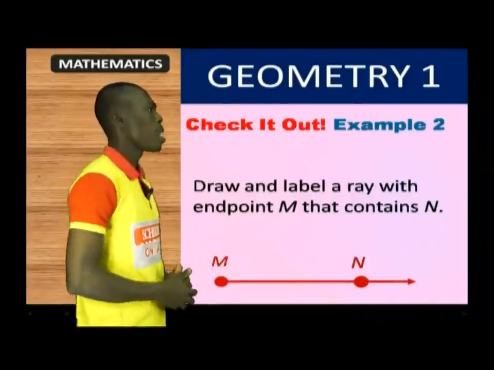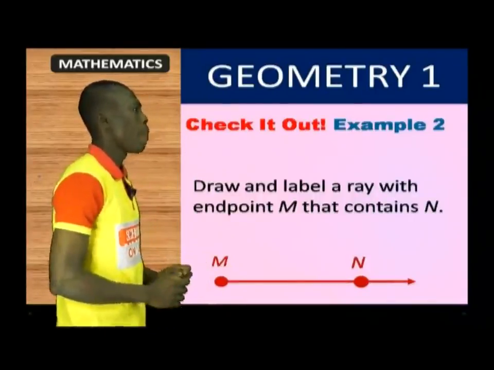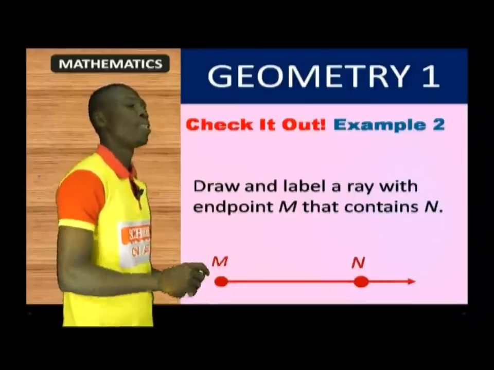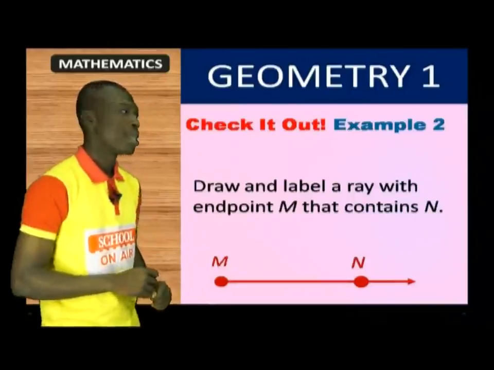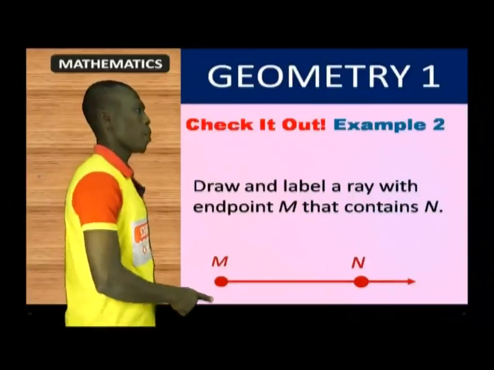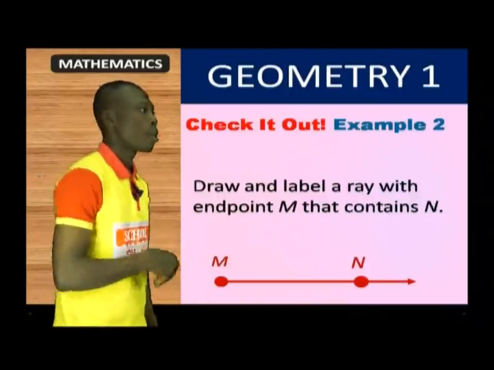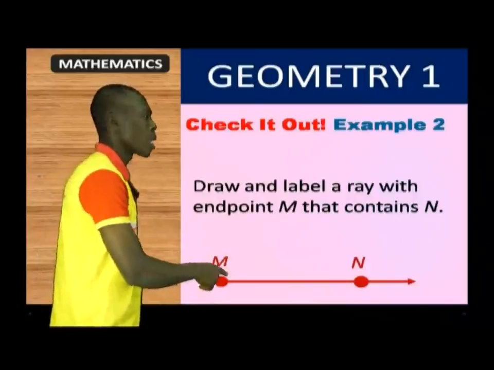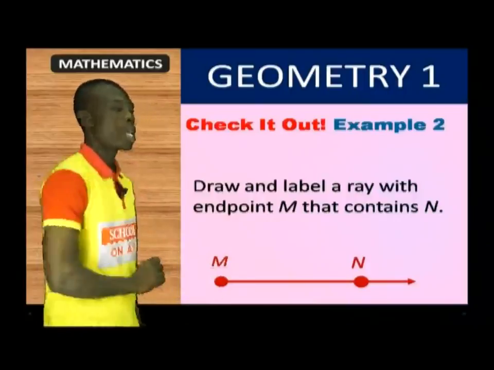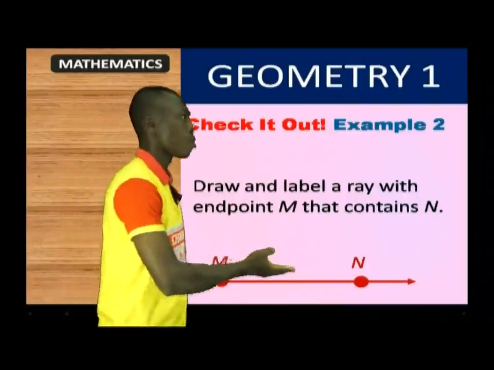Draw and label a ray with endpoint M that contains N. Look at that, a ray with endpoint M, and that ray still contains point N, right? So we first of all make this. We start from the endpoint M, then produce the ray.